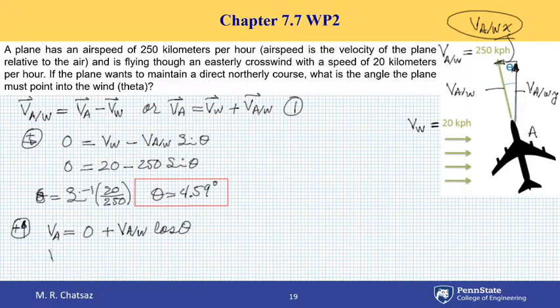In terms of numerical values, you see how I can find the absolute velocity of the airplane, which is simply 250 times cosine of 4.59 degrees. If you're interested to know what the absolute velocity of the plane is, it turns out to be 249.2 kilometers per hour.